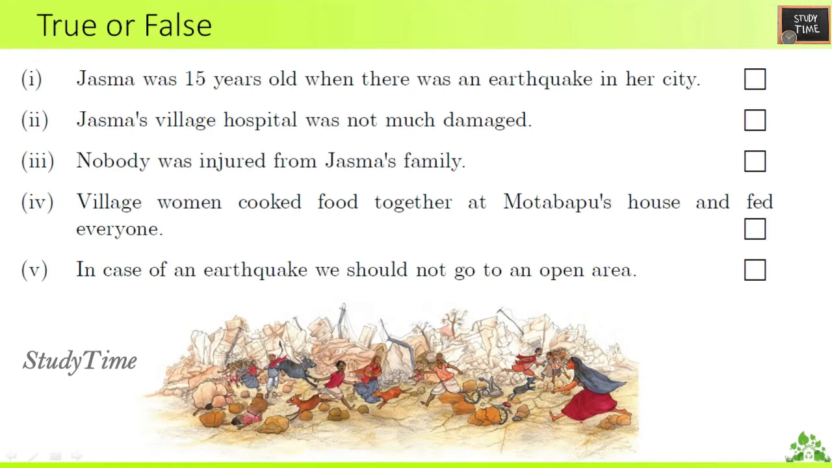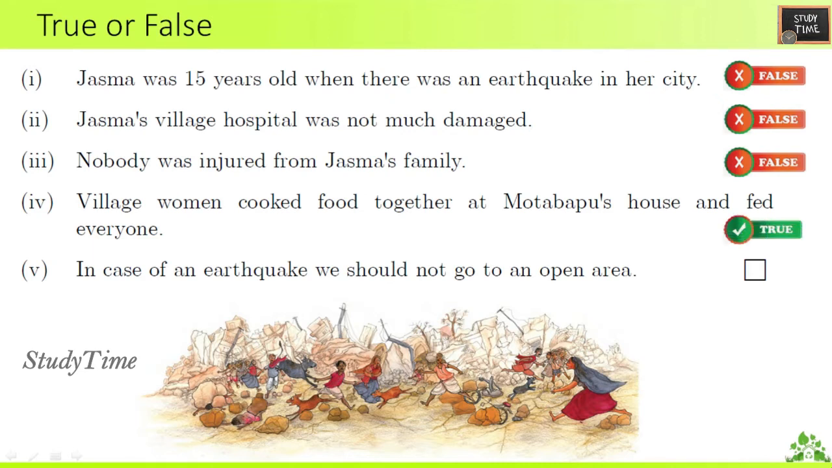Next, true or false? First question, Jasma was 15 years old when there was an earthquake in her city. It is false. Second question, Jasma's village hospital was not much damaged. It is also false. Third question, nobody was injured from Jasma's family. False. Fourth question, village women cooked food together at Moto Babu's house and fed everyone. Yes, it is true. Fifth question, in case of an earthquake, we should not go to an open area. False. We should always go to an open area.